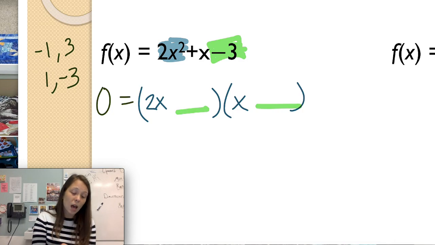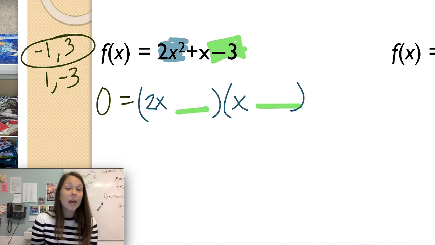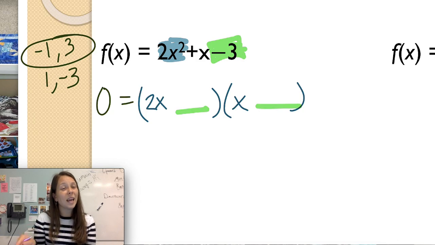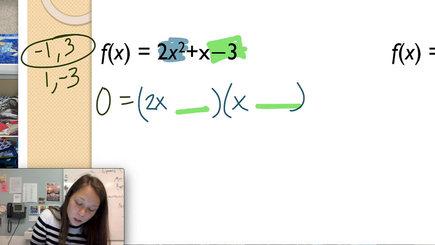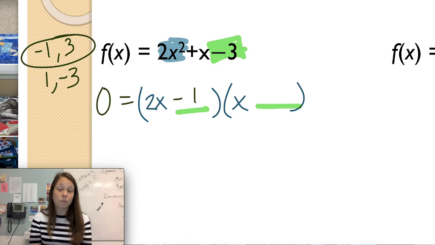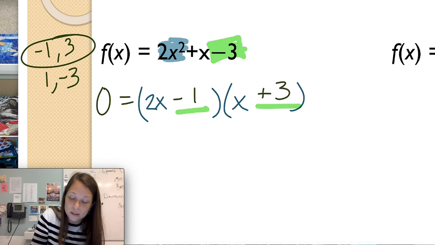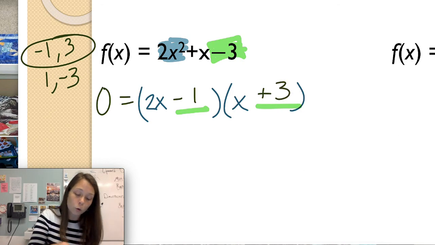I'm going to start with the top one. And now we've got to figure out where we want to place the negative 1 and 3. Because here, our quantities, one has a 2x and one has an x. So where we place these numbers is going to make a difference in this one. I'm just going to start off with the minus 1 in the first quantity and then a positive 3 in the second. Now I'm going to go through my check process.